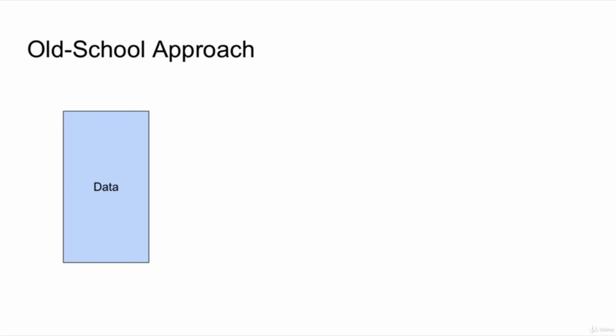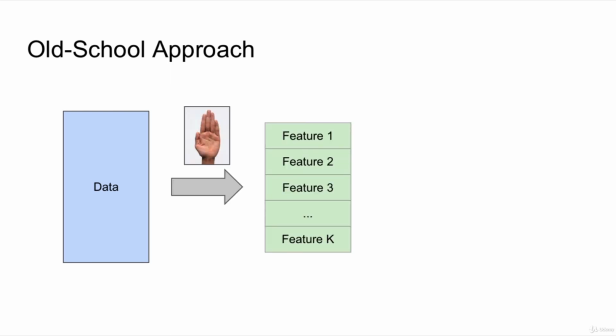Let us consider the old-school approach for image processing. We, as always, start from data. Usually this is a set of images. For each image, people constructed a set of features by hand. Using the obtained features, one can use any standard machine learning algorithm such as linear regression, SVM, gradient boosting, or any others.